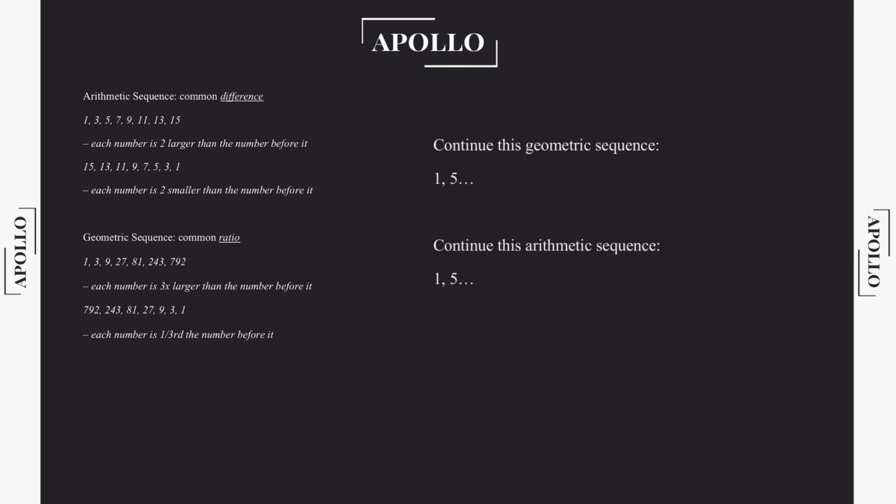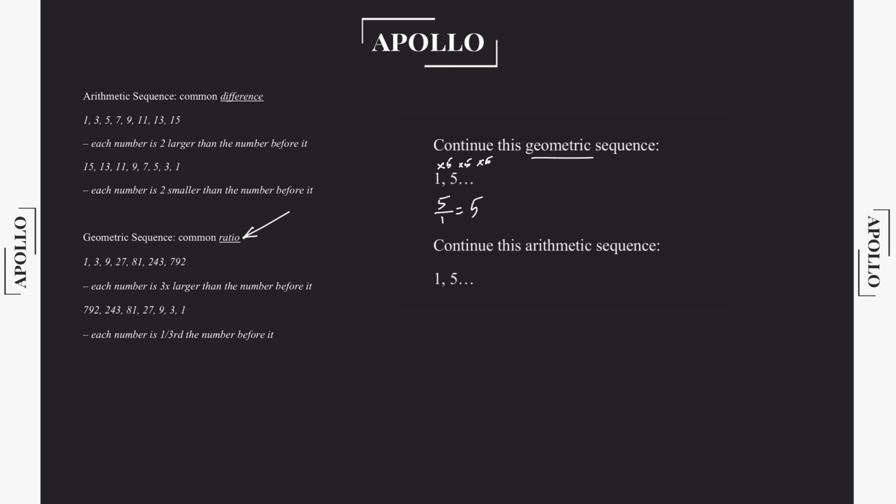Continue this geometric sequence. All right, so we already know it's a geometric sequence, so we know that it'll have a common ratio. So let's figure out what that ratio is. The way we can do that is we just divide the second number by the first number, and we get 5. So we know that each number is going to be multiplied by 5.